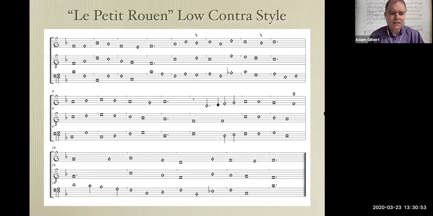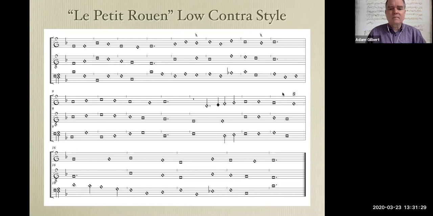Try that again. So that's low contratenor style.